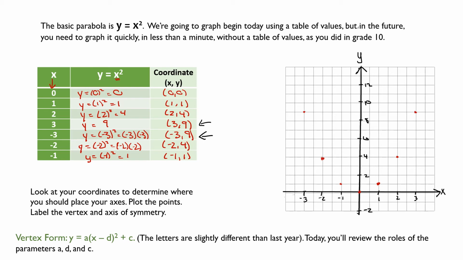Remember, a parabola is a U shape. It's not a V. So a smooth curve with arrows on those top ends. So there we have it, our very basic parabola with no transformations, y equals x squared.